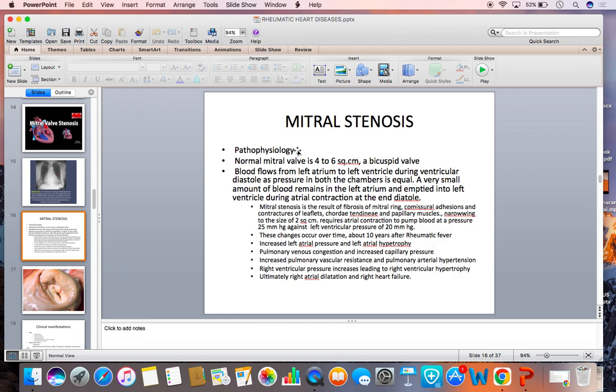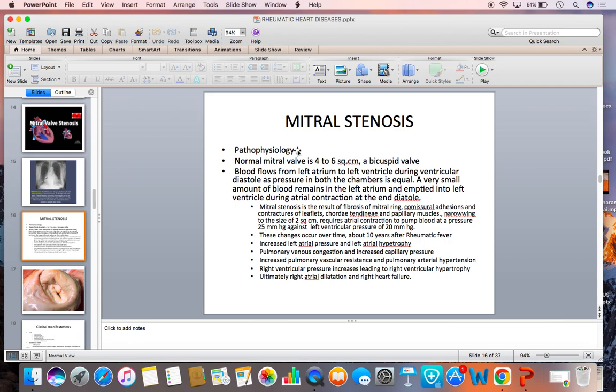Okay, as I told you, there is no gradient across the mitral valve normally. The blood that is received from the pulmonary veins into the left atrium flows into the left ventricle during ventricular diastole. Only a little amount of the blood that remains in the left atrium is pushed into the left ventricle at end diastole of the left ventricle due to atrial contraction. That's what normally happens.